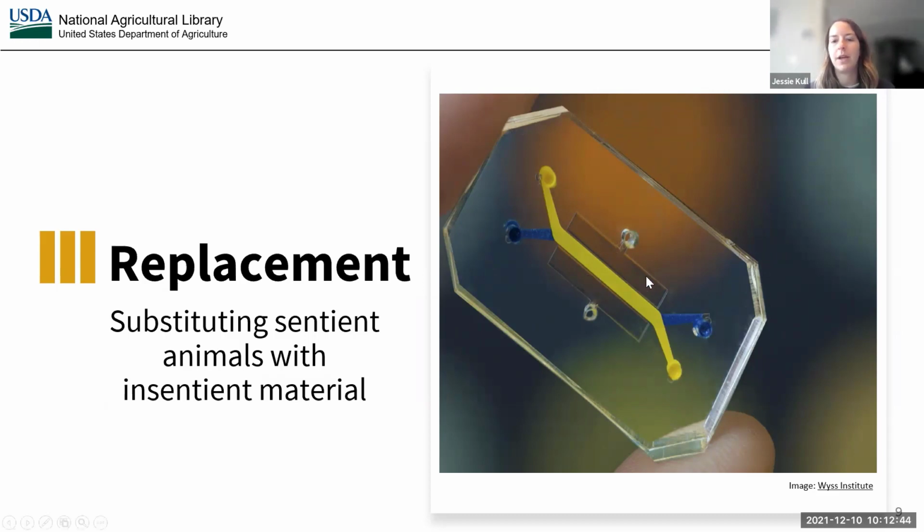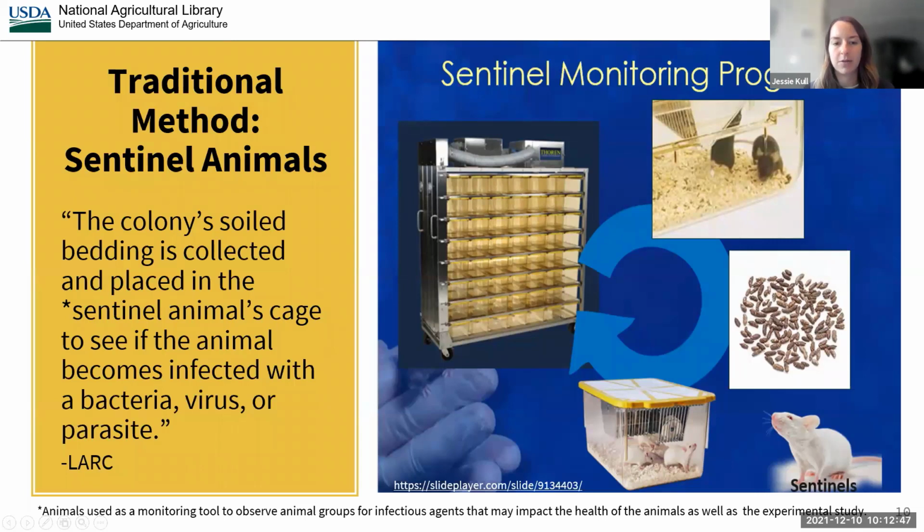But the main example that I wanted to get in with you all is to talk about sentinel animals. And this is a newer example of replacement, and it has to do with replacing sentinel animals. Sentinel animals are animals used as a monitoring tool to see if an infectious disease or harmful agent is present in the animal colony of interest. So it is typically done in that the animal colony's bedding of interest is collected and is placed in the sentinel animal's cage to see if then the animal becomes infected with some sort of bacteria, virus, or parasite, which allows the researcher to know what disease or agents the animal colony of interest might have.